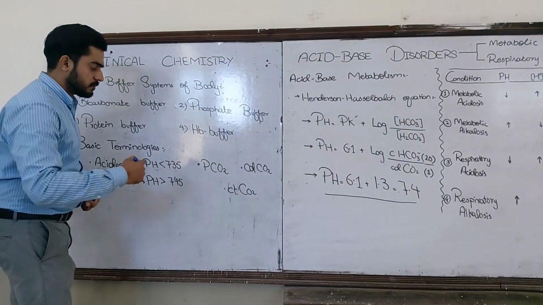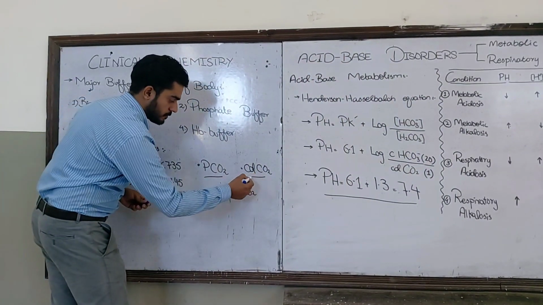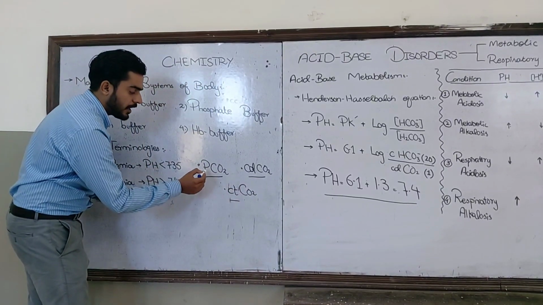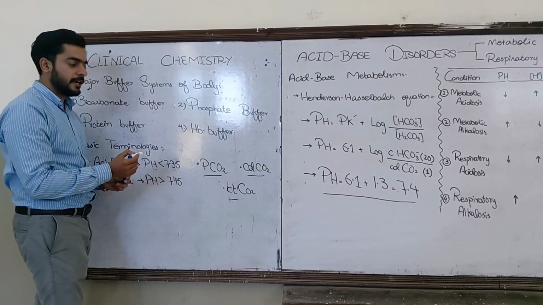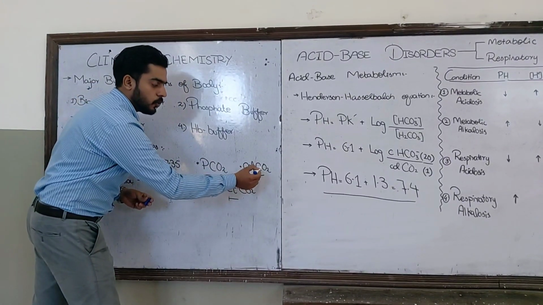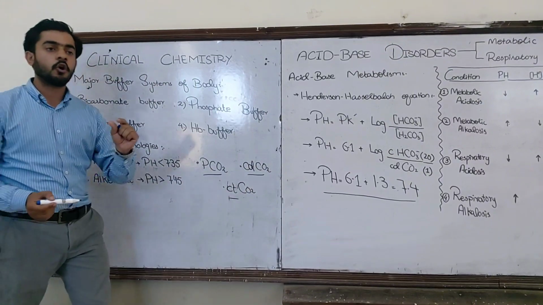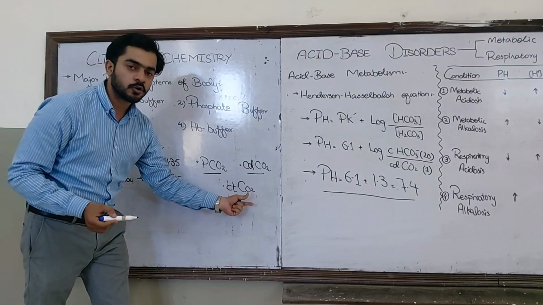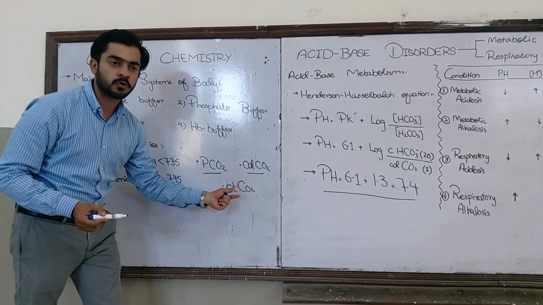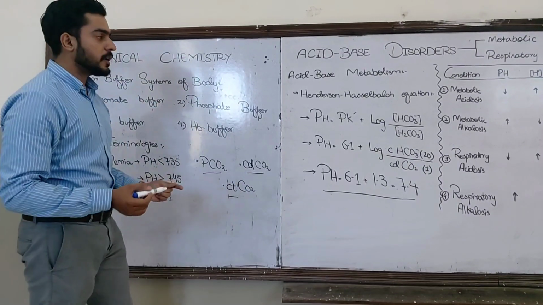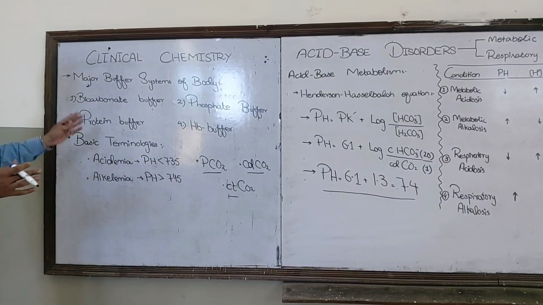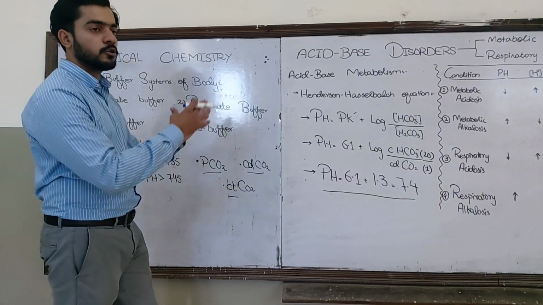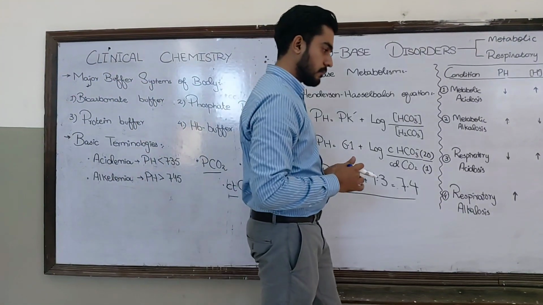Now let's discuss three more major terminologies. The PCO2, that means partial pressure of carbon dioxide in the blood. CdCO2, that means the concentration of only dissolved carbon dioxide in the blood. And ctCO2, that means the concentration of total carbon dioxide. Up till now we have discussed only basic things about the major buffers of the body and some basic terminologies that we are going to cover in our next topics.